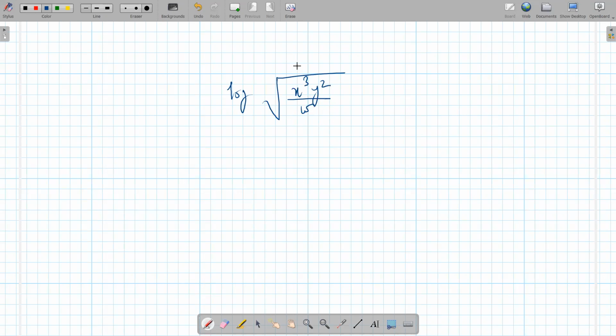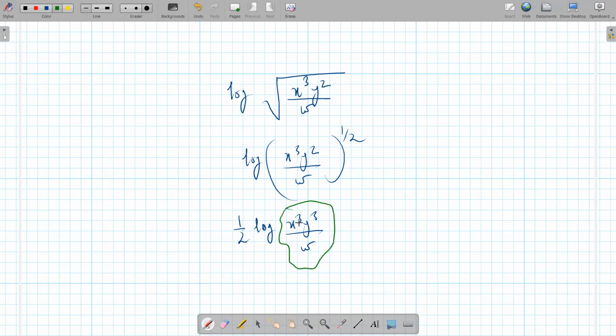Step 1, we're gonna get rid of the square root, write it like log of x cubed y squared over w to the 1 over 2. Next step, we're gonna bring the 1 over 2 in the front. 1 over 2 log of x cubed y squared over w, like that. Good? Yeah. Now notice here, you have an x cubed plus a y squared in the logs, yeah? Yeah. And then you have a minus w because it's in the denominator. Yeah. So there's a plus here and a minus here.